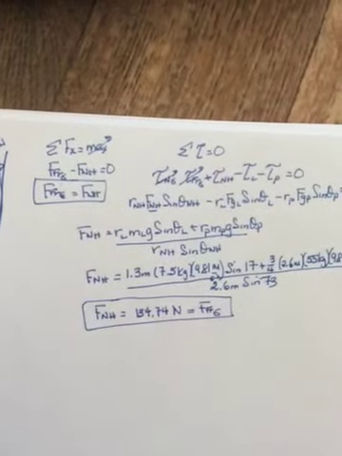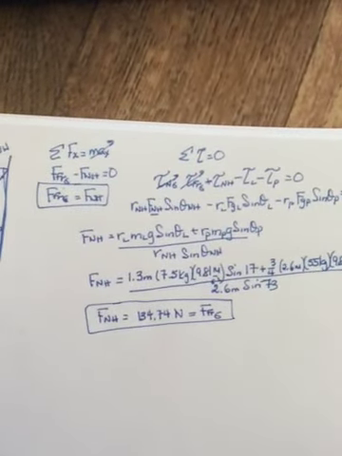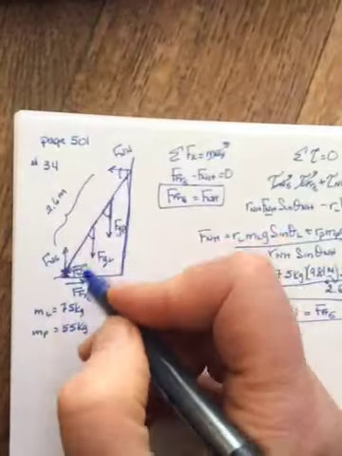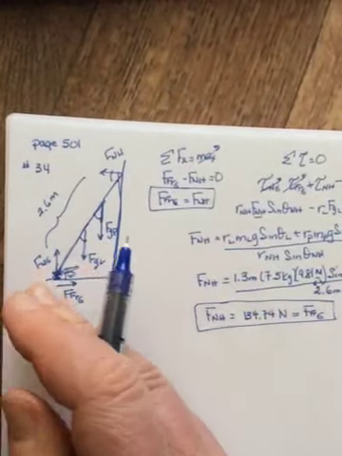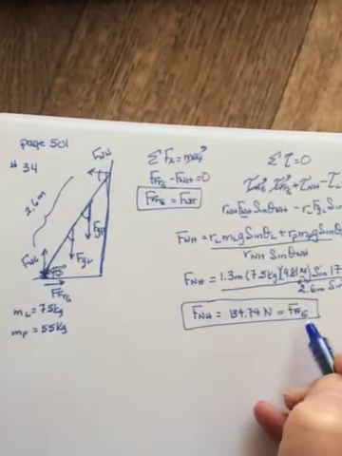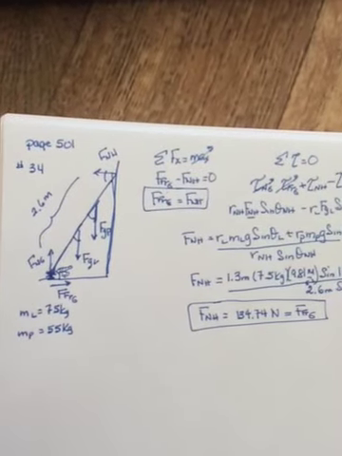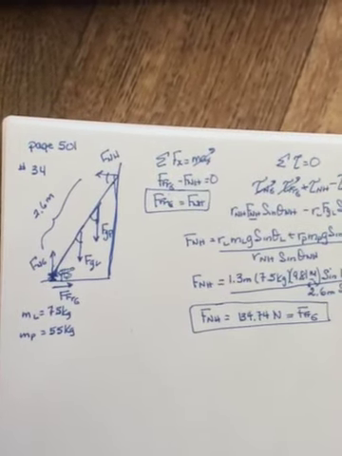And you're done. If it had asked for the coefficient of friction, then you would have done the sum of the forces in the y to get your Fn. You'd have your Fn on the ground, your friction on the ground, and you could easily then find mu.